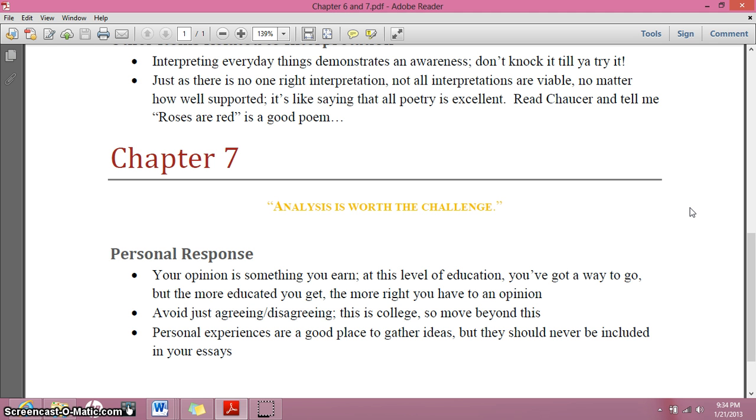Because ultimately, if you're going to write about something you don't care about, your writing's not going to be very good. So it's got to be personal to you at some level, but that level of personal association should not be visible in your essay. So hopefully that makes sense.